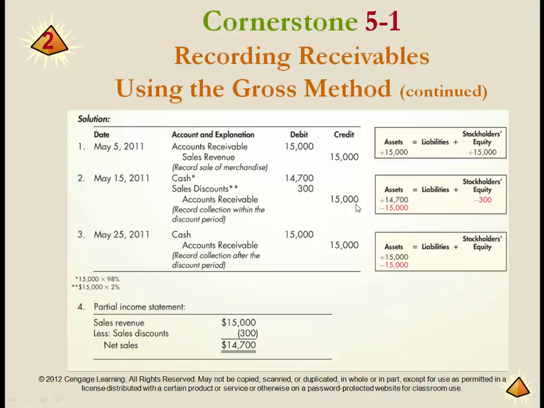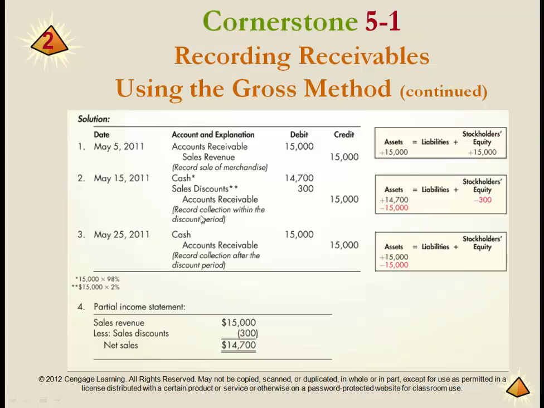So the calculation here is 2% of this, 0.02 times 15,000. You can see it here. Is $300, and then the difference is $14,700. So we reduced the receivable by $15,000, and we increase cash, an asset, and we have this contra revenue account called sales discounts for $300, and that's what would happen.